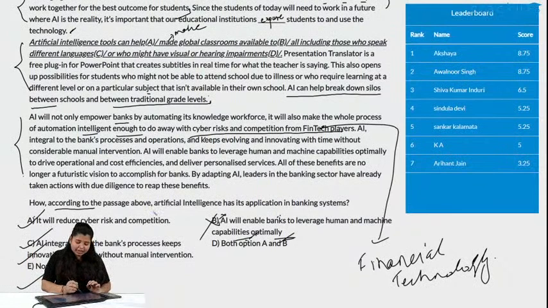How according to the passage above? Remember, it is again saying according to the passage above. Whatever the information, don't put in by yourself. Look at what is given in the passage and then answer it.